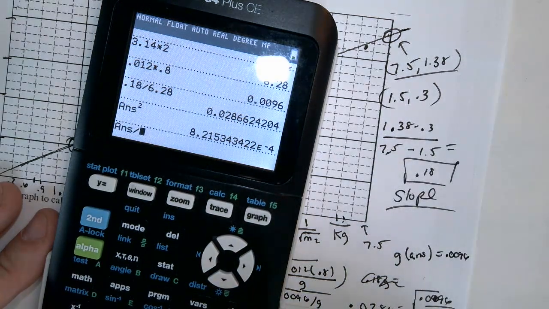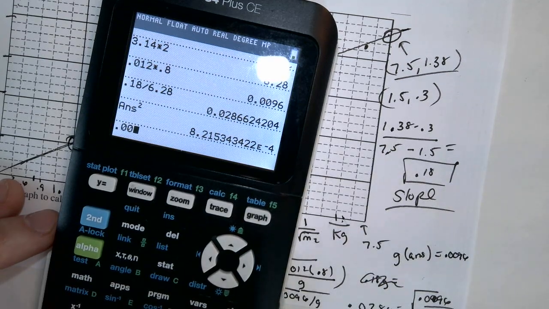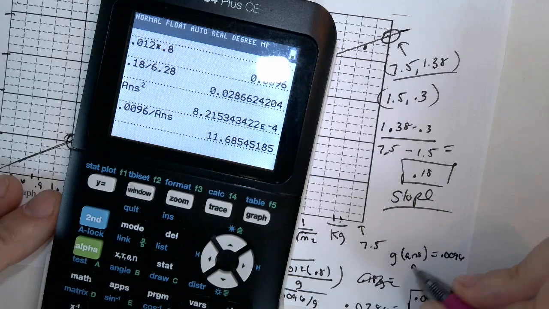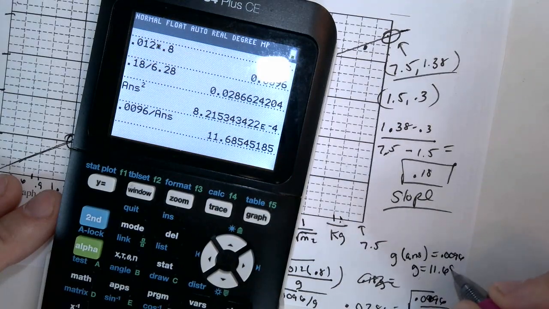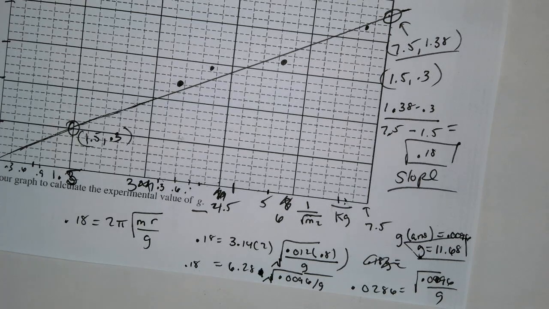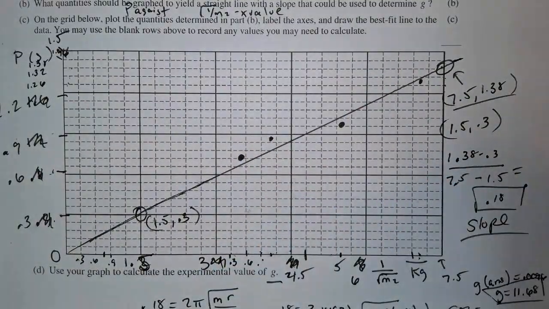So I have to do 0.0096 divide by the answer to get an experimental value of gravity of 11.68, which is not great, but it is close to 9.81. We would have done better if we had picked a better scale. So it goes back to the idea that you want to really utilize as much of the graph as possible so that when you find your slope, it's more accurate.